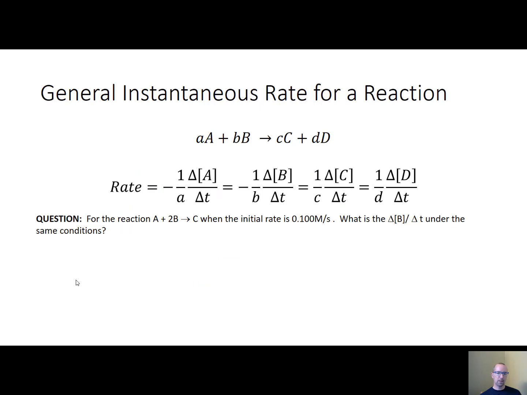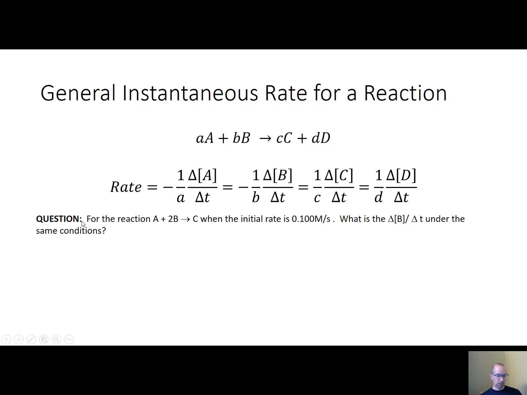So for a general instantaneous rate for any given reaction, a moles of A, b moles of B goes to make c moles of C and d moles of D, we would write the rate for any one of these to be negative of 1 over the coefficient times the rate of change of A with respect to time. Same thing for B. Now for C and for D, that negative sign goes away.